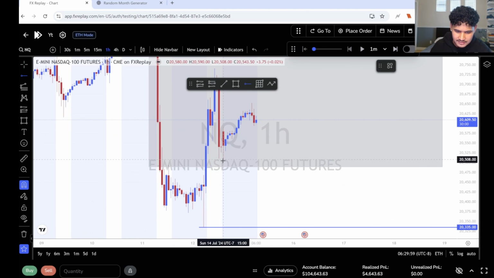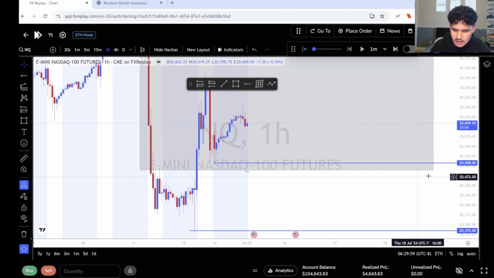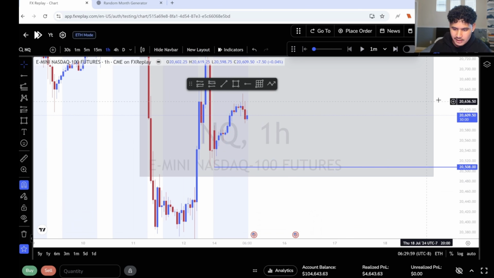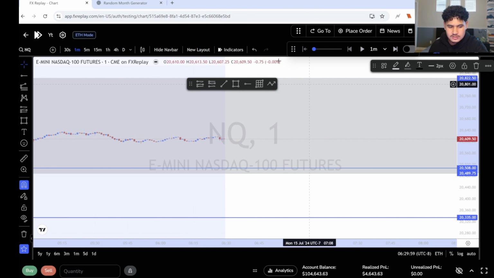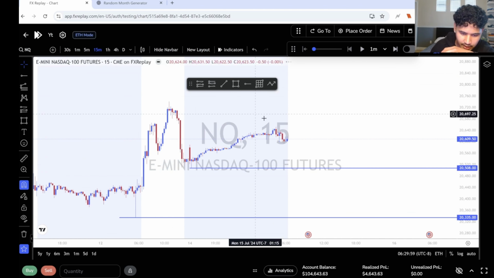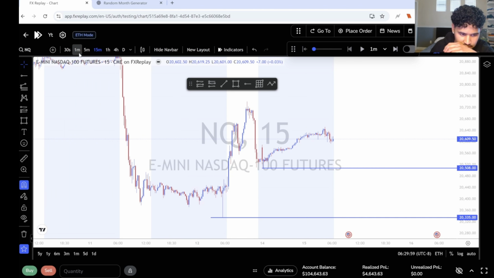We have this low right here, which is about 100 points away, which is pretty far, but we are resting inside of this big hour gap. So you don't really know what's going to happen inside this gap, unfortunately. So take this off. We'll see what happens. We'll just play at market open, see what happens.